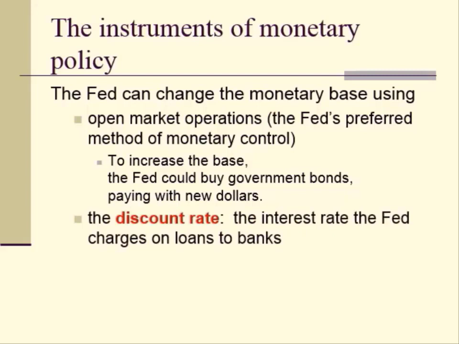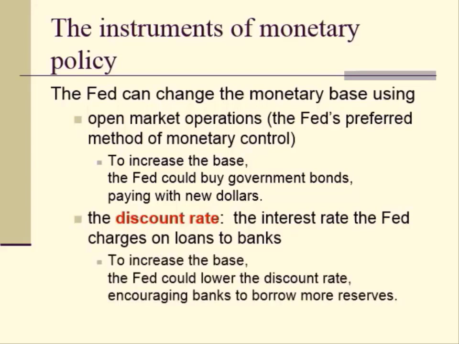The second method to achieve this is using the discount window, or affecting the discount rate, that is the interest rate the Fed charges on loans to banks. To increase the base, the Fed could lower the discount rate. This will lower the cost of borrowing and therefore encourage the banks to borrow more reserves.